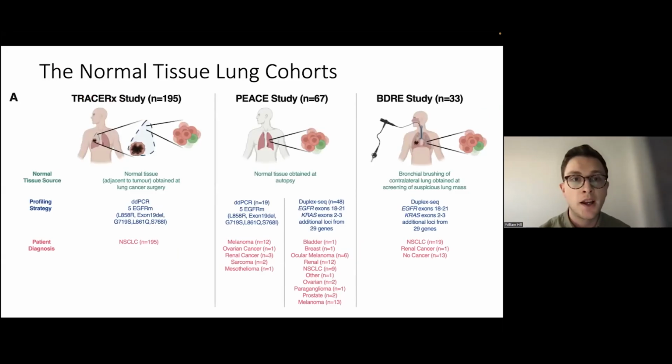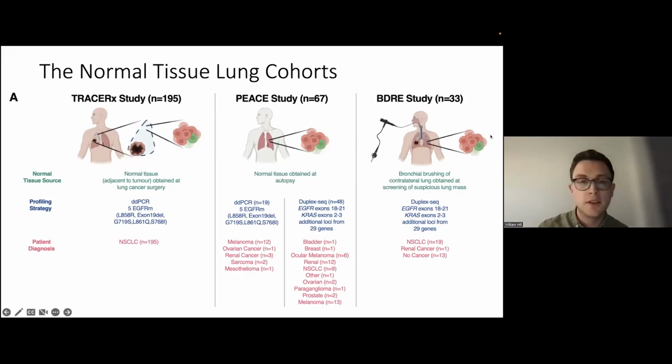So these are patients who have lung cancer, and at surgical resection, an adjacent normal sample was taken. We used the PEACE autopsy study, whereby these patients never developed lung cancer in their lifetime. And finally, we worked with James Gregory in Colorado to study a cohort of patients who get lung brushings of a contralateral lung while undergoing screening of a suspicious lung mass.